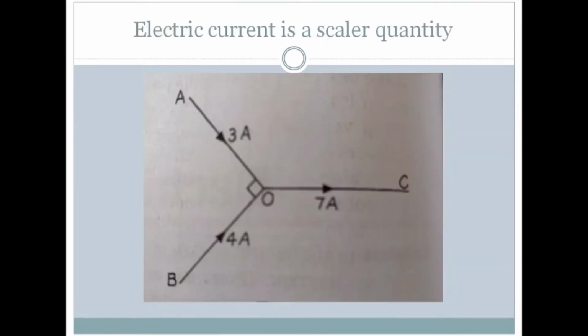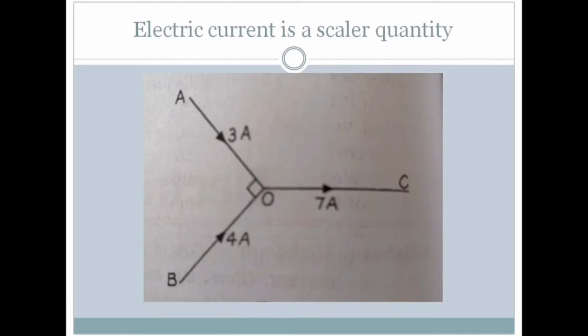Now, electric current is a scalar quantity. The arrows which are marked in the diagram simply show the direction of flow of positive charge in the wire. If the wire is bent, the strength of the current does not change. Moreover, the arrows representing the current do not follow the laws of vector addition.